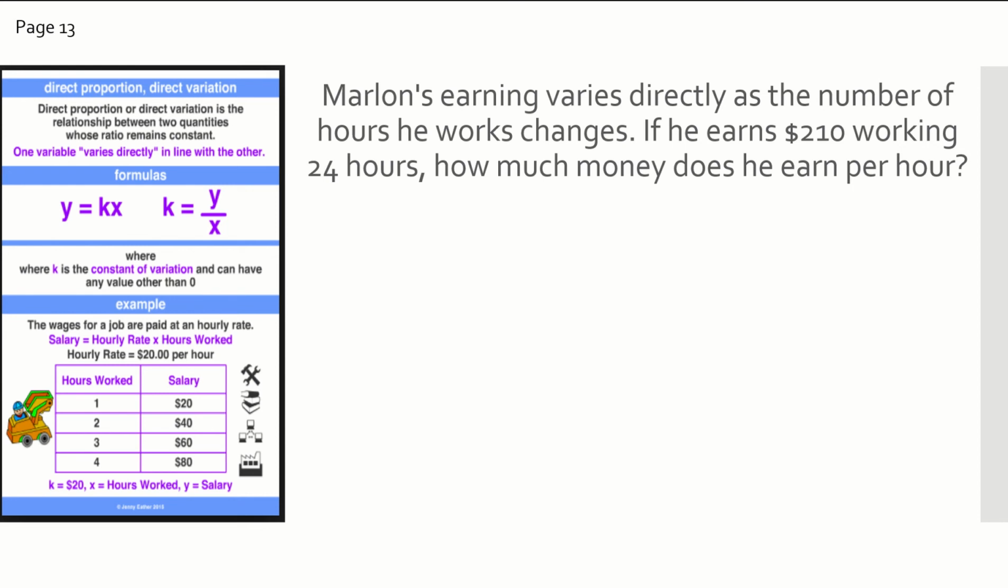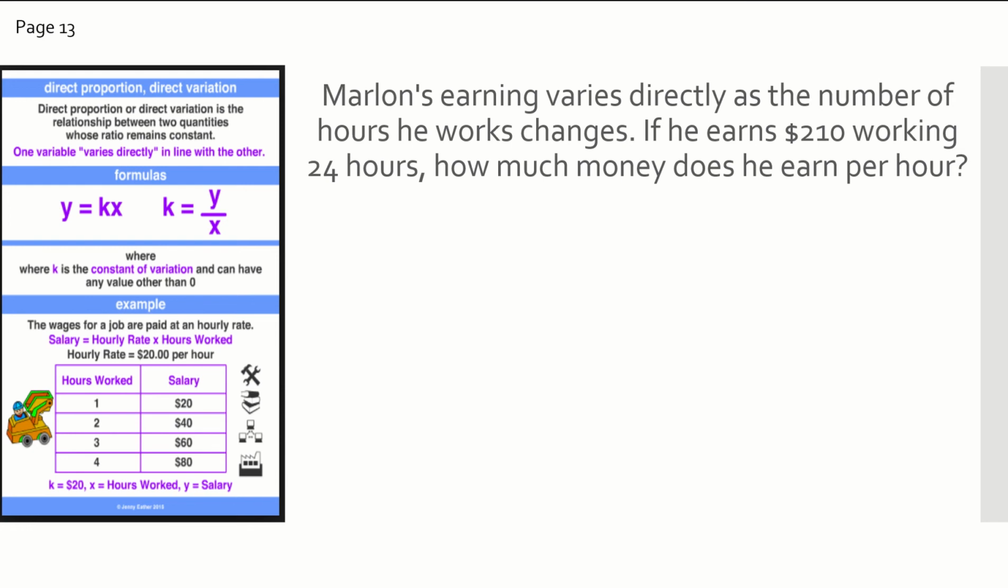So when you do y divided by x, it would be $20 divided by 1 hour worked. You get $20 per hour. $40 on the salary divided by 2 hours worked, 40 divided by 2, you would get $20 per hour. $60 a salary and you work 3 hours, 60 divided by 3, y divided by x, you get $20 per hour. That is your k, your constant. So let's look at this example.